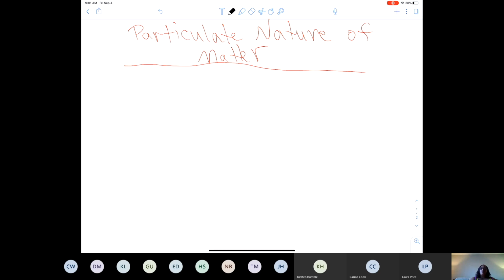And so some things that we've talked about in lecture about matter. One of the major focuses has been on the states of matter. And so we know that there are three main states of matter that we're concerned with in our introductory chemistry class. And those are the states of solid, liquid, and gas.